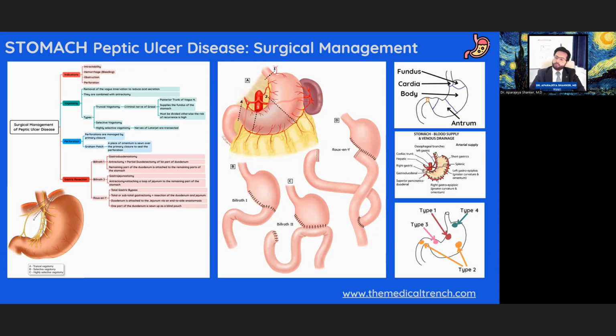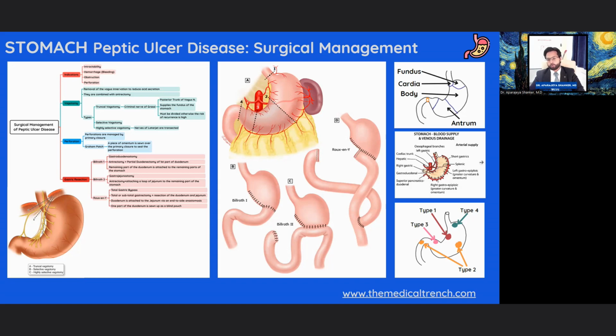So we do Billroth 2 essentially based on the location, and Roux-en-Y based on complication, right? Billroth 1 is also used generally only for type 3s and certain types of type 2 where the gastric ulcer is in closer proximity to the pylorus or in the antrum and can be resected en masse, right? So I hope that answers all of your questions.